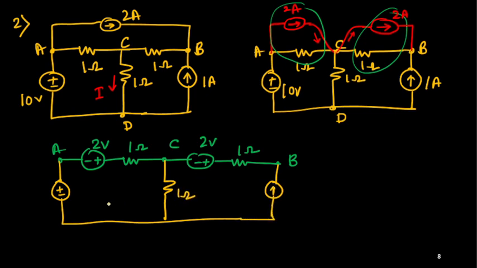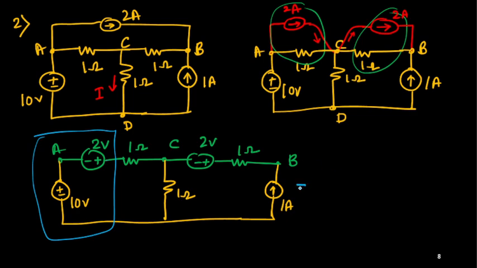This is 1 ohm, this is 10 volt, and this one is 1 ampere. Now we can simplify. We can simplify this circuit further. How to simplify it? So these two, you can see that these two we can combine easily because both are sources. These two sources we can combine.